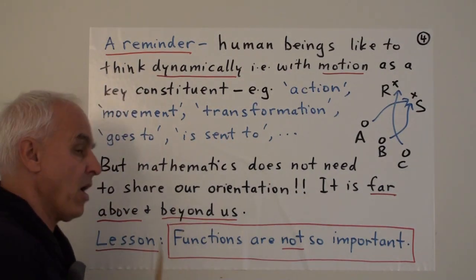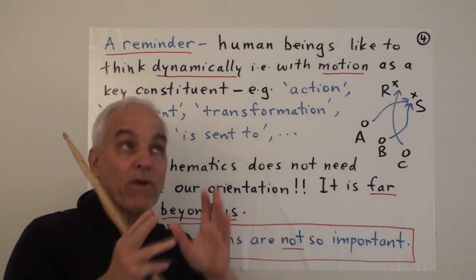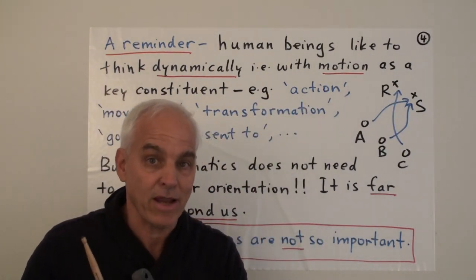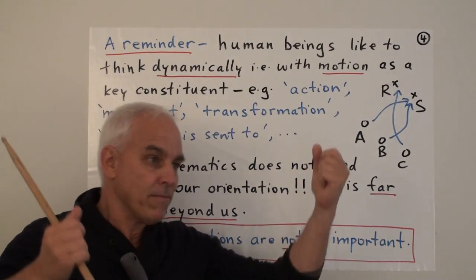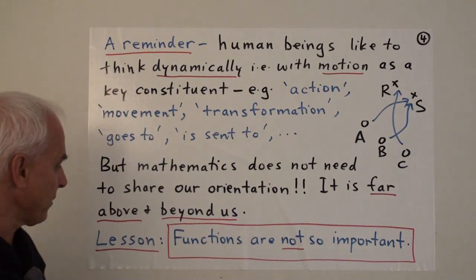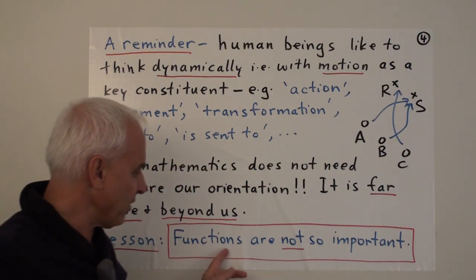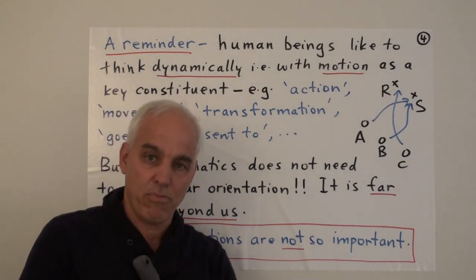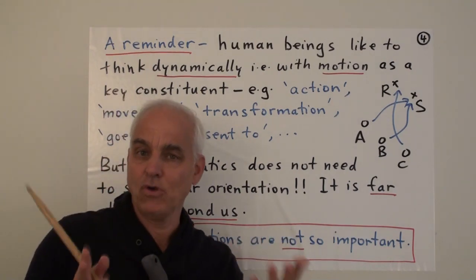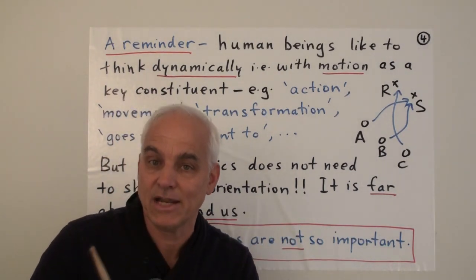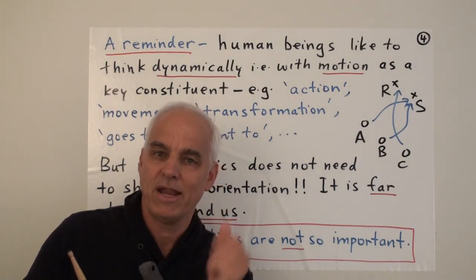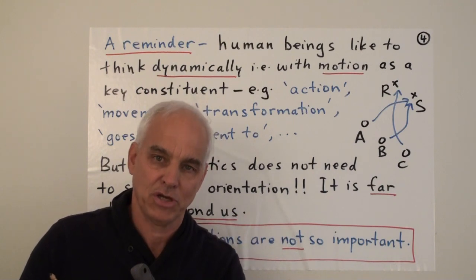So it is far above and beyond us, mathematics is. We are privileged to try to understand some little corner of it. That's great, but we shouldn't imagine that the thing naturally fits into our biological point of view. So the lesson that might be taken here is that functions are not necessarily so important. Functions and the functional approach to things has played a huge role in the setup of 20th century mathematics. But that might be a little bit of a red herring, or maybe a tangential direction.